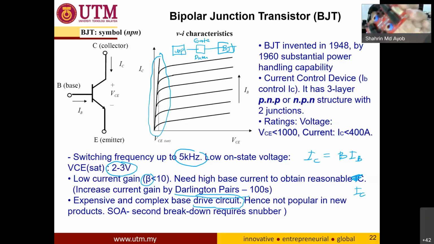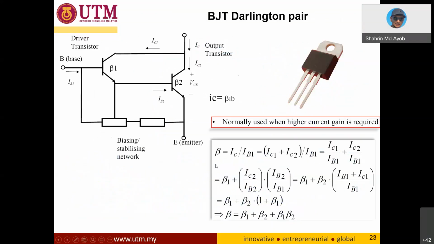So for the BJT, this gate driver is very, very complicated to design. So that's why it is not very popular. Okay, so that is the disadvantage of BJT, because of the very complex gate driver. Okay, so this is the Darlington pair. This is what we should do to increase the IC, the value of the current that can flow inside the collector. We need to use a Darlington pair.